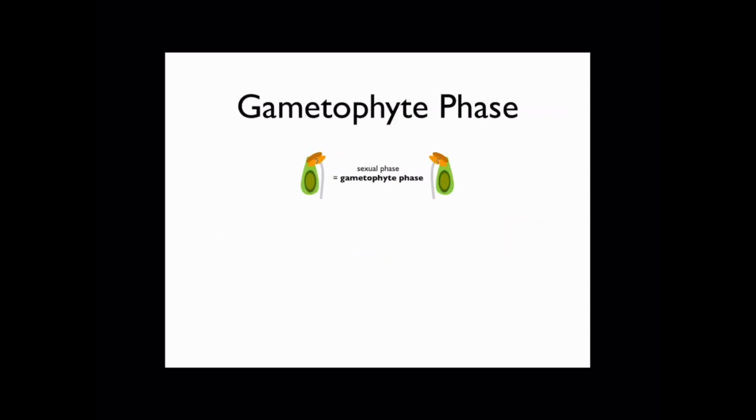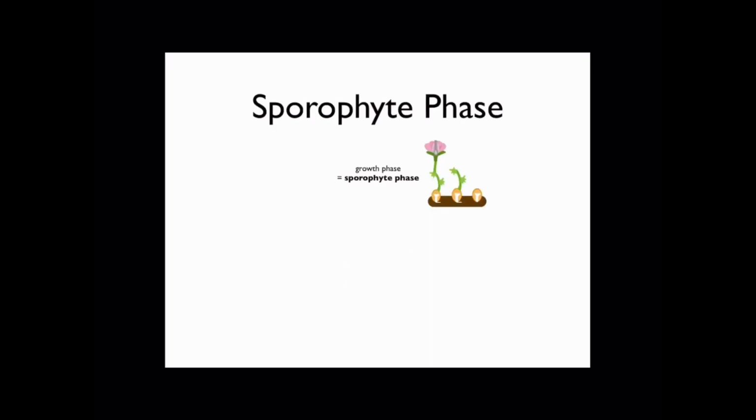In plants, the sexual phase is called the gametophyte phase, and the sexual organs are called the gametophytes. The growth phase is called the sporophyte phase, and the rest of the plant, everything excluding the gametophytes, is called a sporophyte. We'll now identify the gametophytes and the sporophyte on a flower. Here we see the side view of your typical flower. The male gametophyte is found within this part of the plant, called the anther.